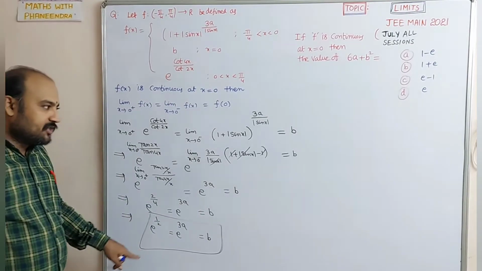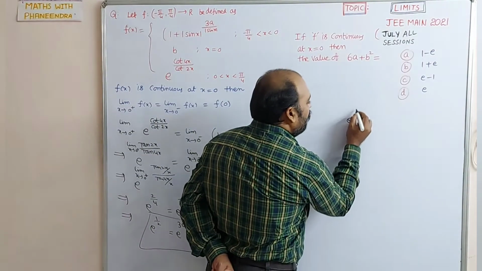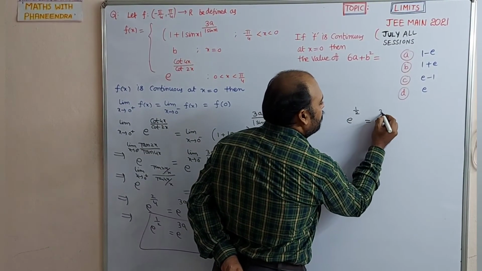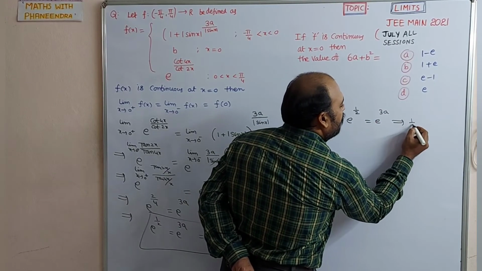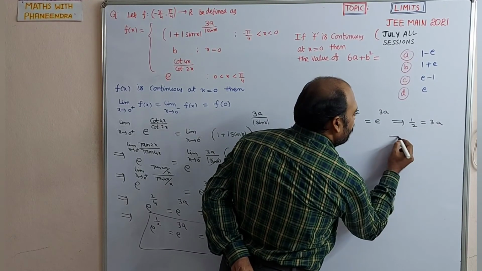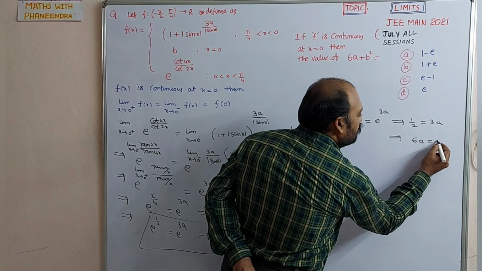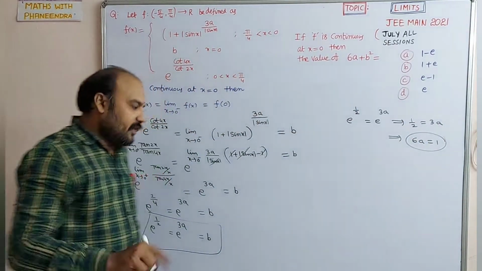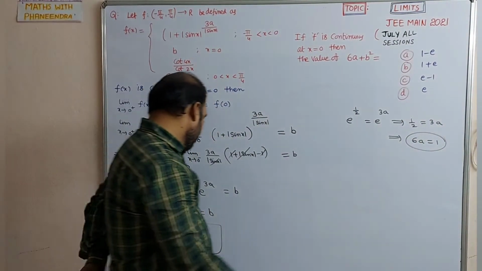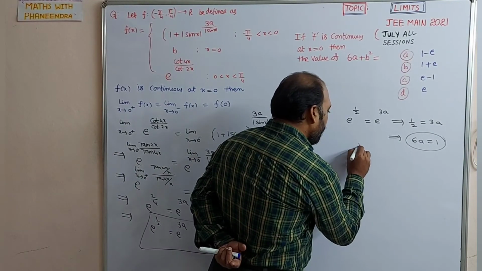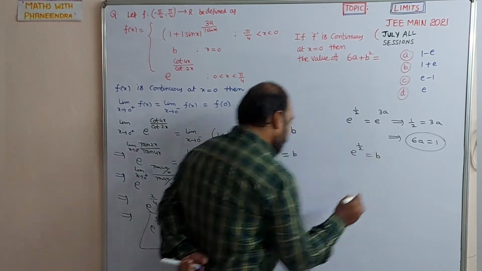So from here you can change that. E power 1 by 2 is equal to e power 3a. That implies 1 by 2 is equal to 3a. That implies 6a is equal to 1. Next, b value. E power 1 by 2 is equal to b.